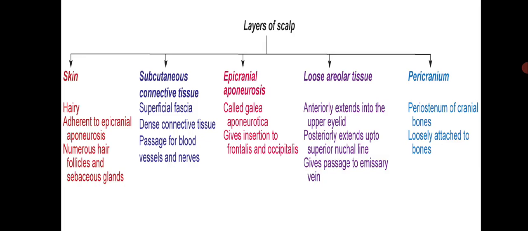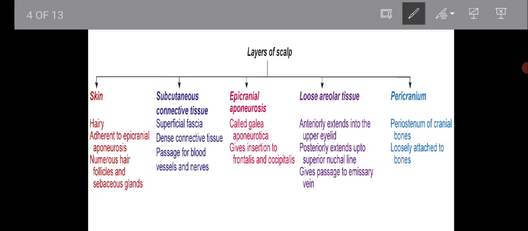Now the description of the layers of the scalp. The first layer is the skin. It contains hair, is adherent to the epicranial aponeurosis, and contains numerous hair follicles and sebaceous glands. Second is the subcutaneous connective tissue, known as the superficial fascia. It contains dense connective tissue and gives passage to blood vessels and nerves. Third is the epicranial aponeurosis, also called galea aponeurotica, and it gives insertion to the frontalis and occipitalis muscles.